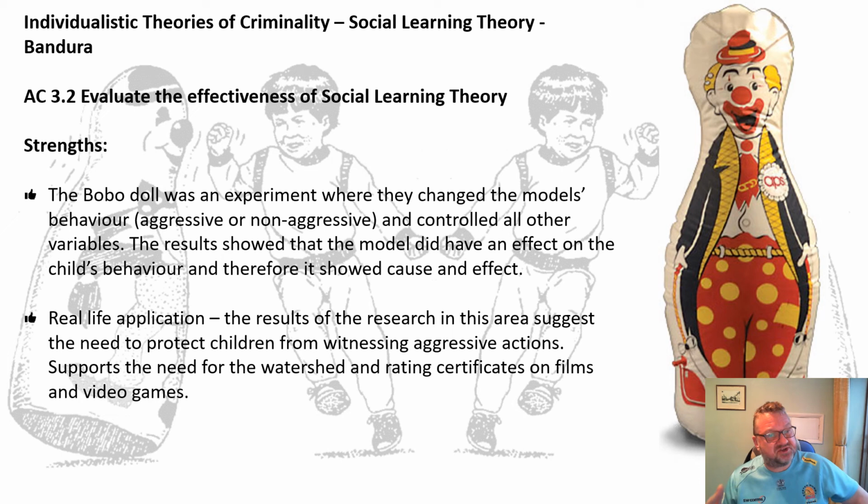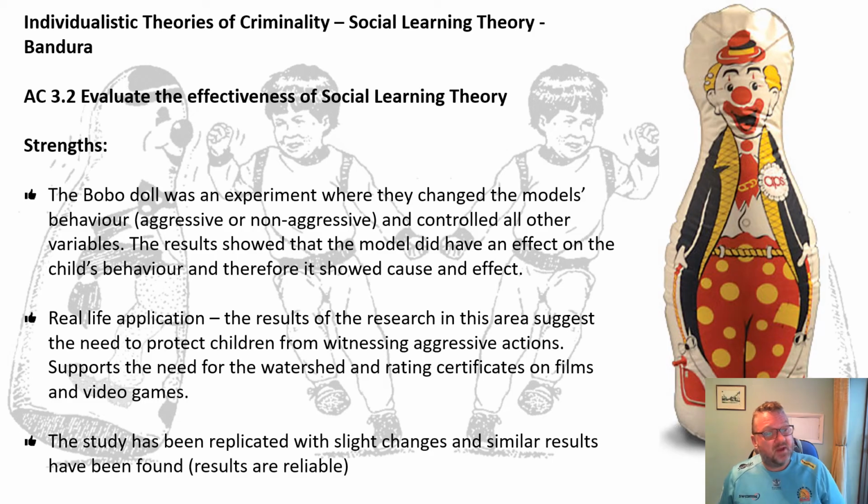The results of the research in this area suggest the need to protect children from witnessing aggressive actions. It supports the need for things like the watershed and rating certificates on films and video games. And so that links a little bit through to policy as well, in terms of ensuring that we have this in society. And you can add that. I haven't put this in the policy one, but you could use that if you want to. And the study has been replicated with slight changes, and similar results have been found. So it shows that Bandura's results are reliable.